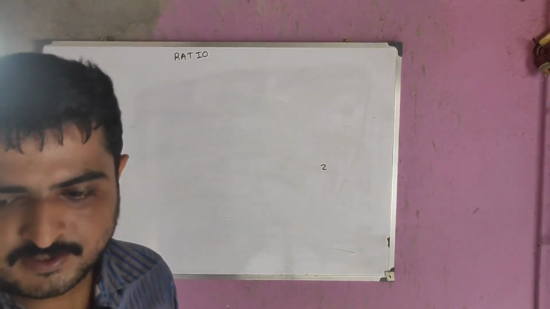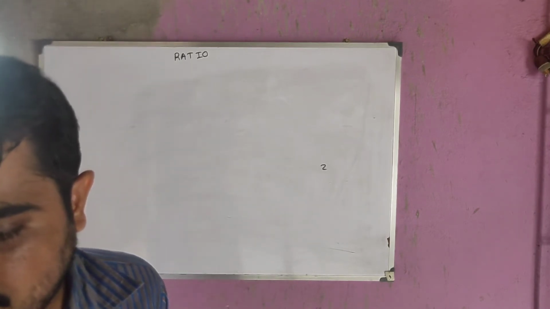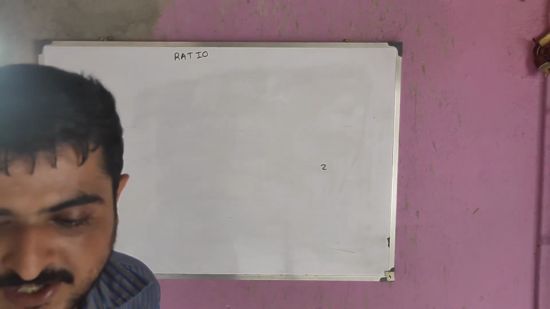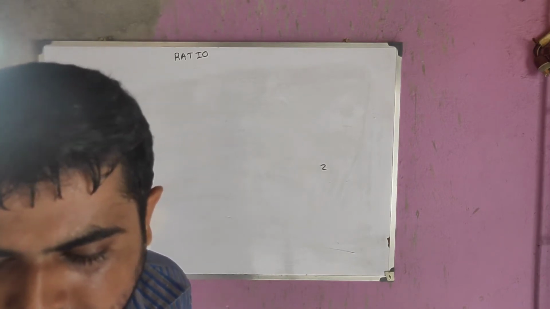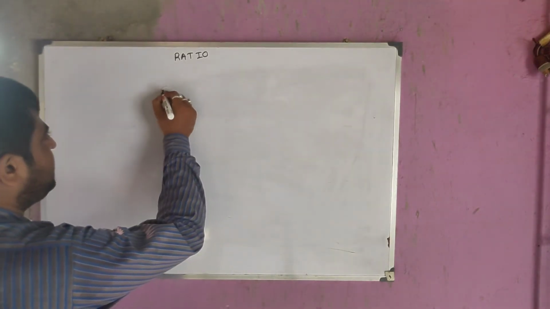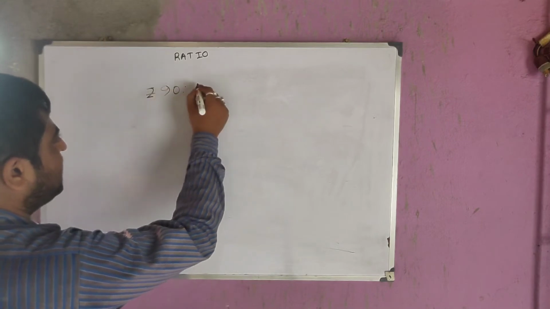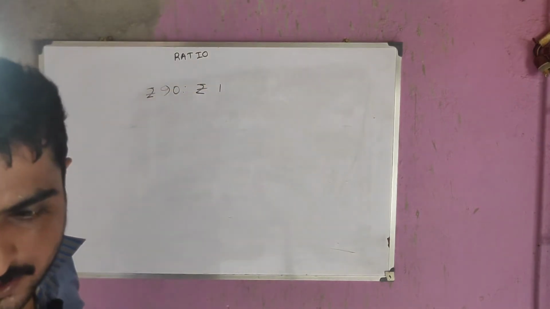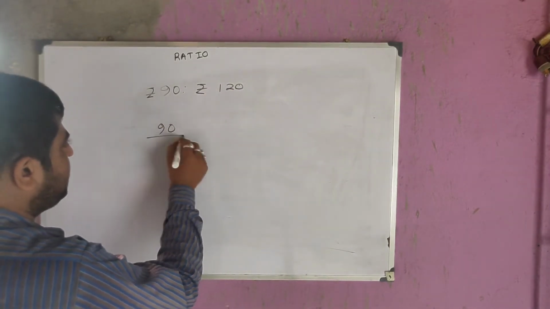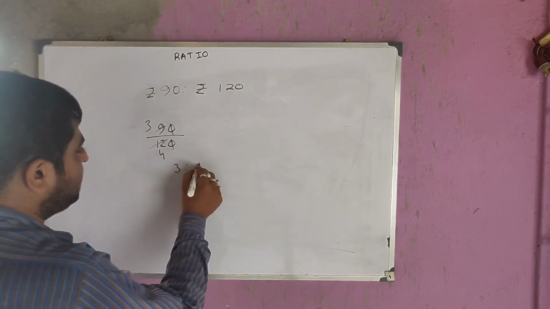Next, out of daily income of rupees 120, a laborer spends rupees 90 on food and shelter and saves the rest. Find the ratio of his spending to income. So spending to income, how much is he spending? Rupees 90 he is spending, and how much is he earning? He is earning rupees 120. So the ratio will become 90 by 120, the zeros will cut, 3 3s are 9, 3 4s are 12, 3 is to 4.